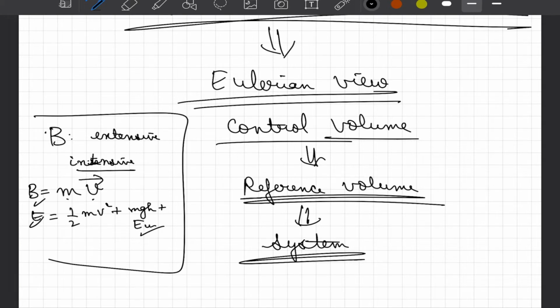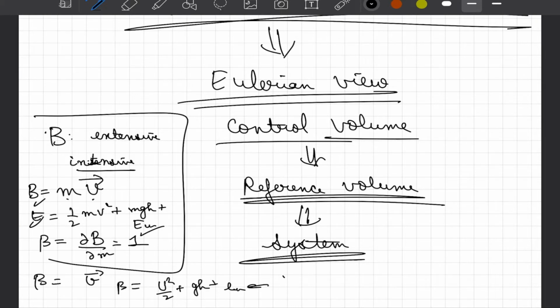Now, when we take the differentiation of B with respect to mass, we end up with a small representative quantity called beta, which is dB by dm. Mass itself is an extensive property because it depends on the mass of the body. So beta for mass would be 1, beta for momentum would be equal to V, and beta for energy would be equal to V squared by 2 plus gh plus small u, where u represents the internal energy per unit mass.